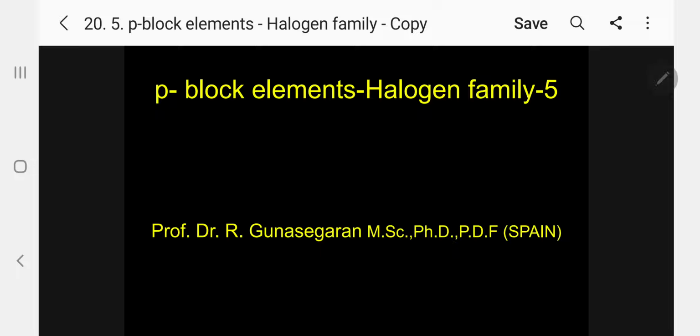Today, under the p-block elements, I am going to discuss the halogen family. The halogen family includes fluorine, chlorine, bromine, iodine, and astatine. These are the members.